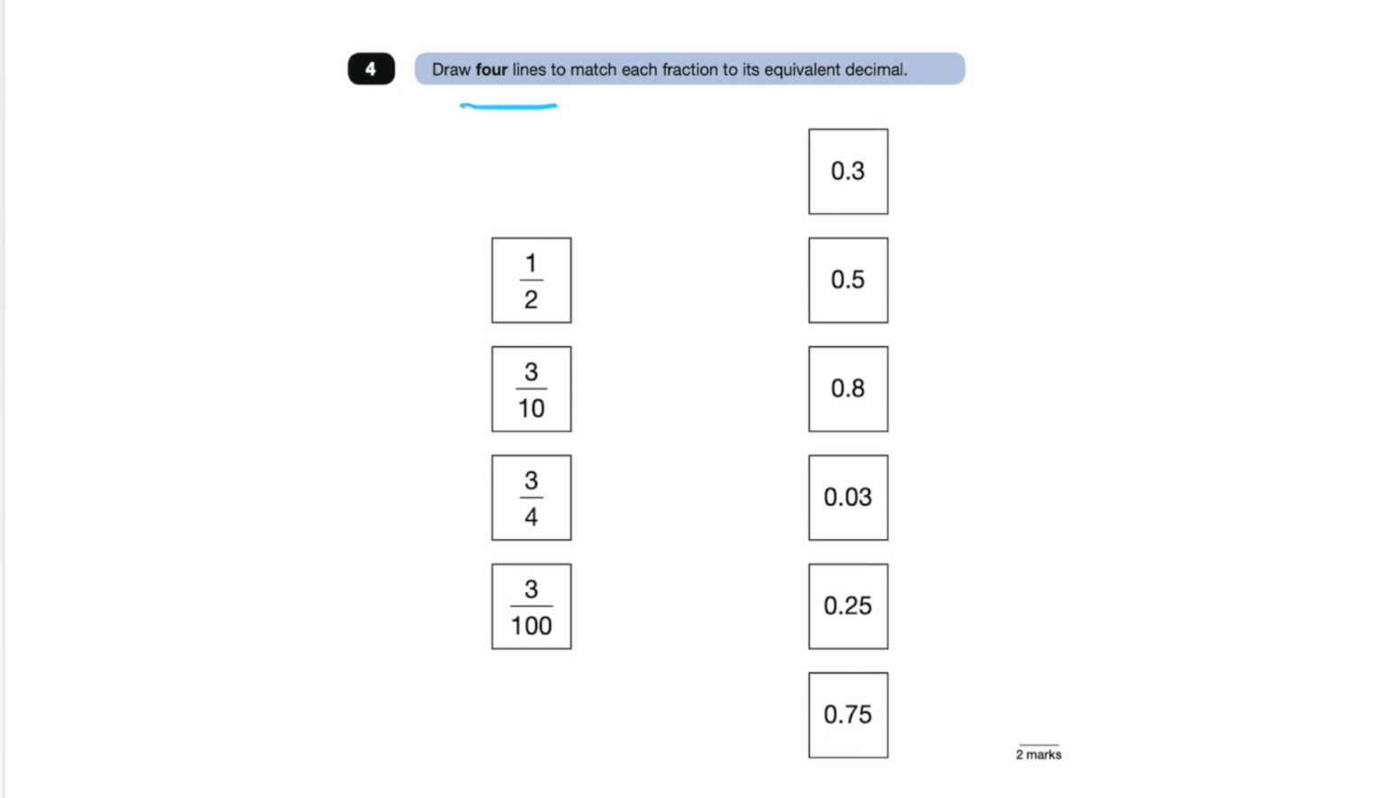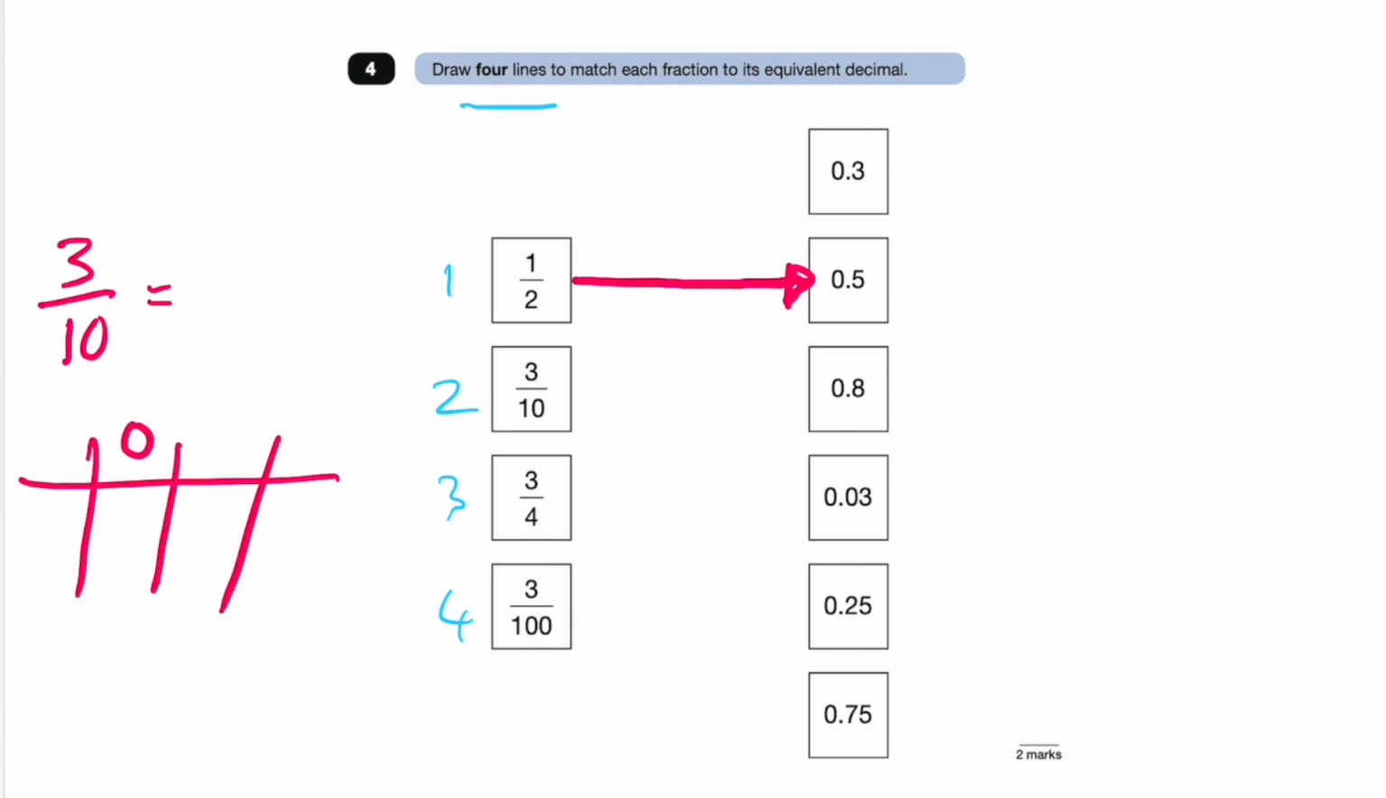Okay, question 4 says draw 4 lines to match each fraction to its equivalent decimal. So we obviously have got 4 fractions here, 1, 2, 3, 4, but we have 6 decimals, so obviously only some of them are going to match. So we need to be careful here. Let's look at our first one, 1/2. Well, 1/2 is equivalent to 0.5, so I'll draw that line across. Then we have 3/10. 3/10 is saying that we have a 3 in the tenths column, so drawing out my place value chart, ones, decimal, tenths, and 3/10 would have a 3 in the tenths column. Put my decimal and my 0 in place, and I have 0.3. So 3/10 is equivalent to 0.3.